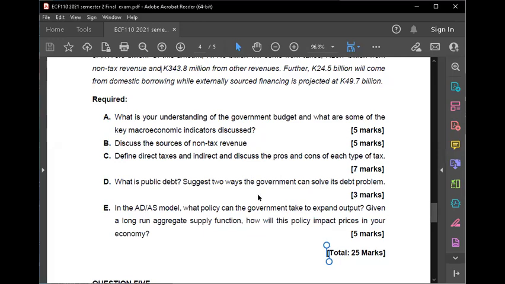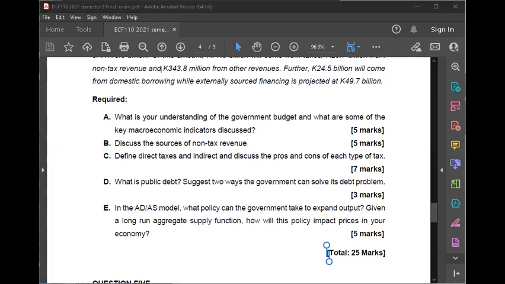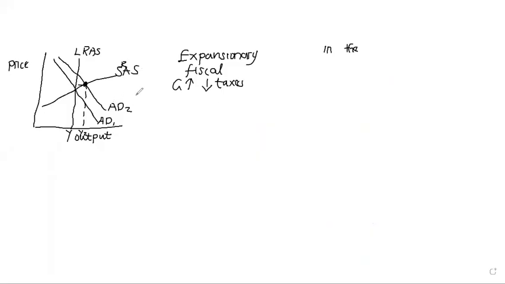Now it says, given a long run aggregate supply function, how would this policy impact prices in your economy? So if you're now considering the long run, output won't increase because in the long run, you know that your supply curve is vertical. So what I've described at first is in the short run, right? Output is going to increase.